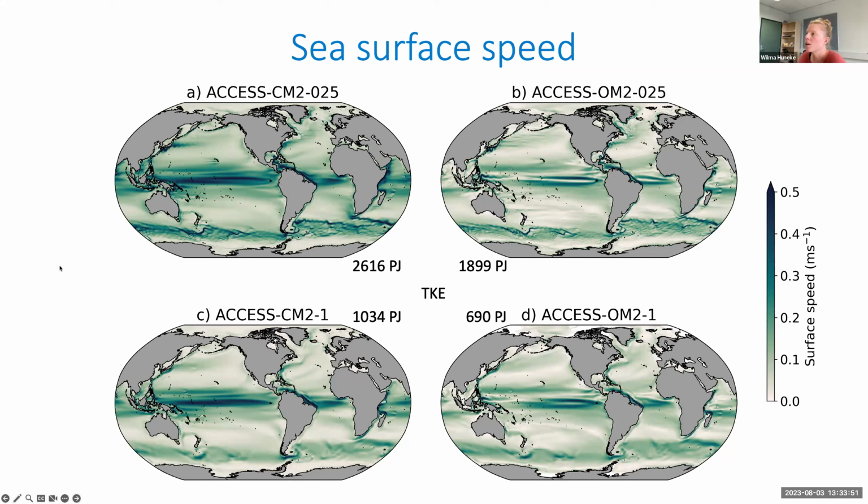Overall, when we go to high resolutions, we have more kinetic energy. So here in the middle, I give a few values. We always have this jump of more than doubling the total kinetic energy, going from 1 degree to 1/4 degree, and that's similar for both, where the coupled model has overall larger values though.